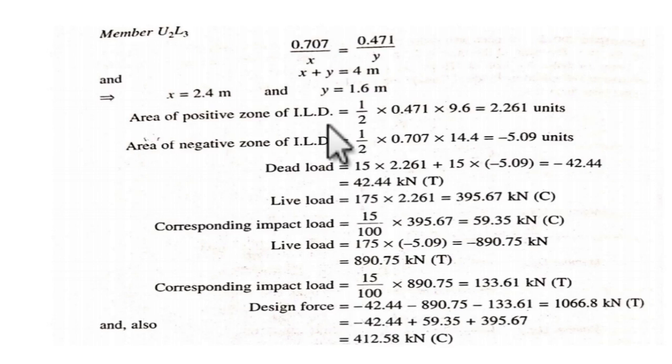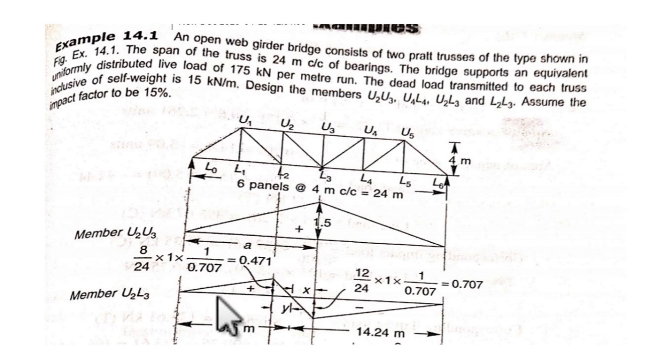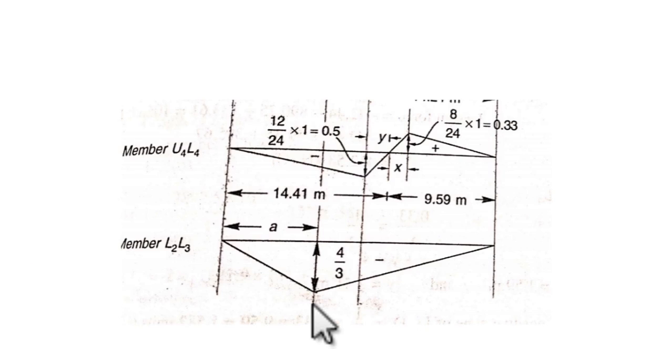Now find the area of the positive ILD. The area of the positive ILD means this portion. You need to find the area of this. So see, this value is 9.6. So half into 9.6 into 0.01. This will be the area of the positive portion. This is half into 14.24 into this value 0.707.